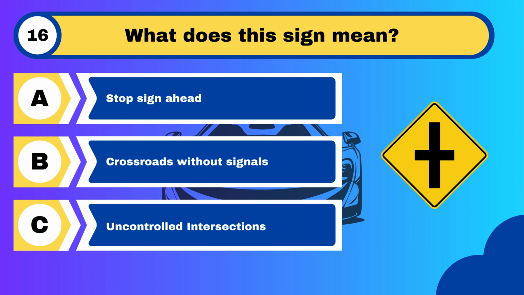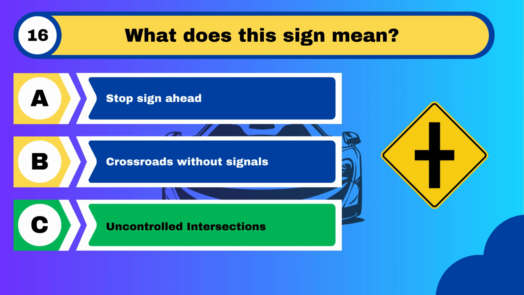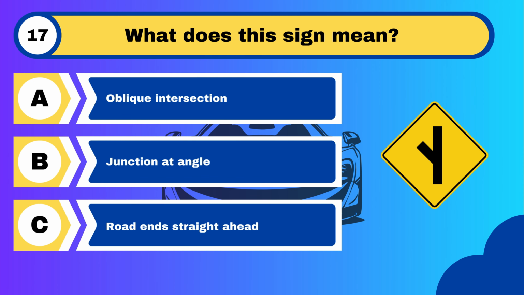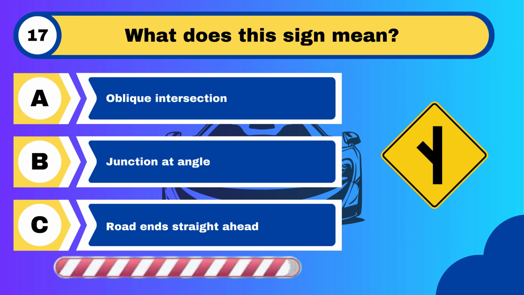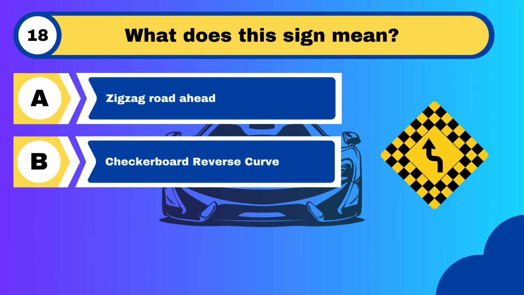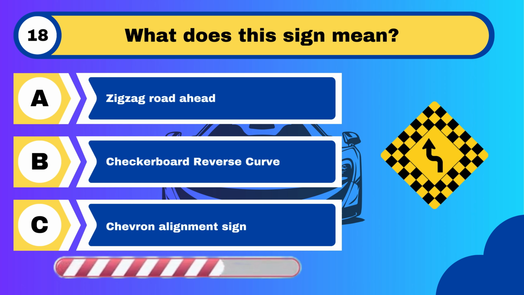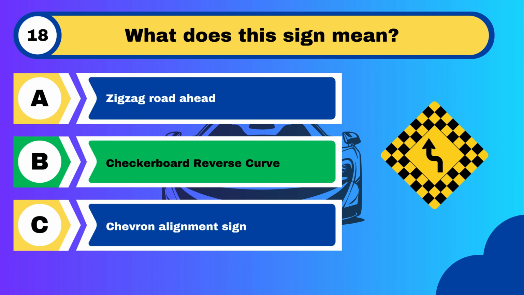What type of intersection control is described? C. Uncontrolled intersections. What layout is shown in this junction sign? A. Oblique intersection. What type of directional warning is displayed? B. Checkerboard reverse curve.